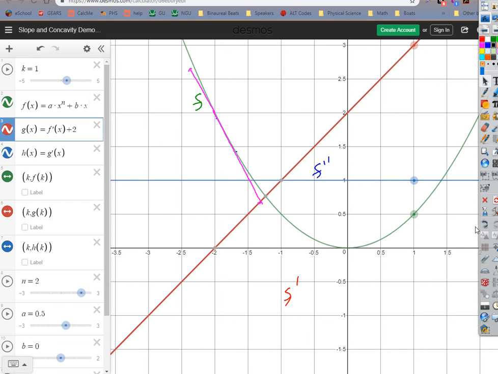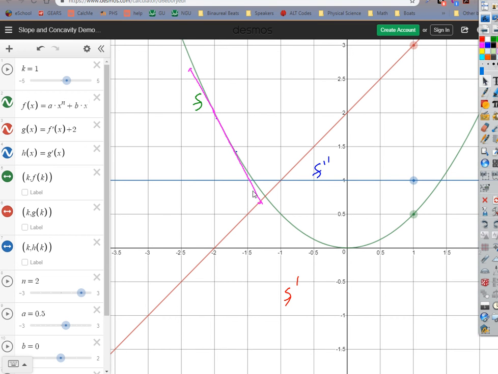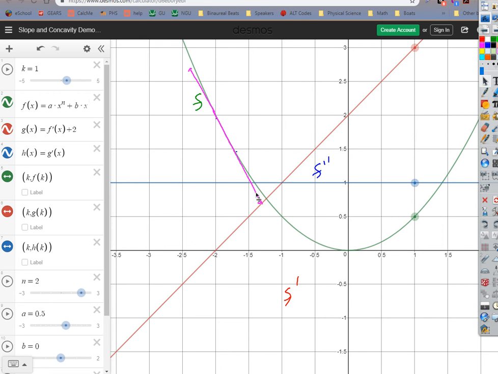When we went the other direction with this, let's get rid of that thing. Oh, man, I can't see that. There we go.